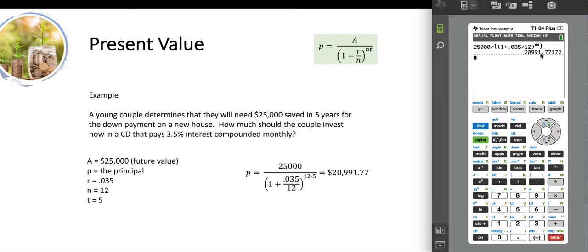And the amount that is in the account that they should invest at the beginning in order to have $25,000 in the account, the amount they should invest is $20,991.77. Okay, that's it. Good luck.